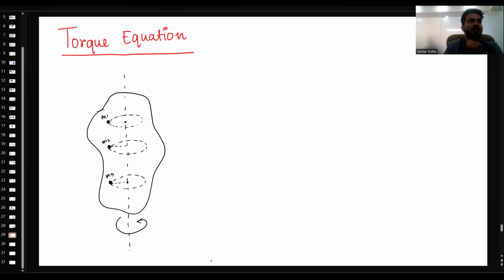If the whole body is doing a rotational motion, you can think of the whole body as being made up of small particles, and each particle is doing a circular motion. Each particle is doing a circular motion. Please let me know if you understand the context of this.